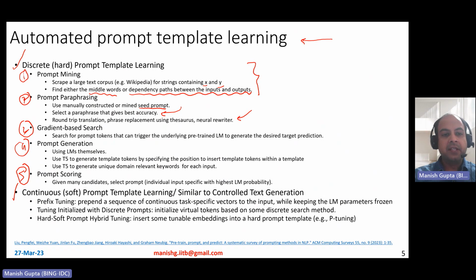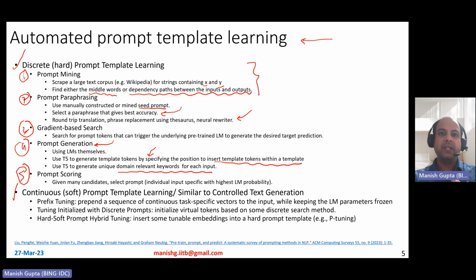Okay, so that's that. Prompt generation. Prompt generation is about using language models themselves to come up with prompts. For example, how about asking ChatGPT, hey, what is a good prompt to do summarization? Or you could use a T5 model to generate template tokens by specifying the position to insert template tokens within a template. You could also use a T5 model to generate unique domain relevant words for each input. So maybe you have some inputs and a certain domain, let's say a query, and you want to figure out whether it is a hateful query or not. But then you also have some domain classification of queries.